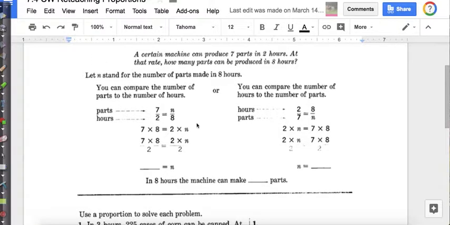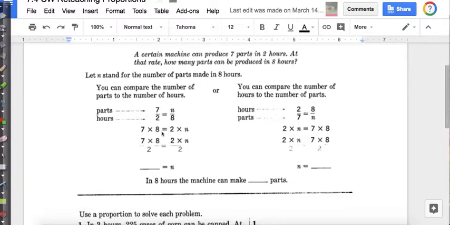Okay, now in our previous examples, we used X, and now here they're using N, okay? So you can use any letter you want. So it says N is going to stand for the number of parts made in 8 hours, because that's what we want to know. You can compare the number of parts to the number of hours. Now look what they did in this example. They put parts over hours, so 7 over 2. We don't know how many parts in 8 hours, so they put N over 8.